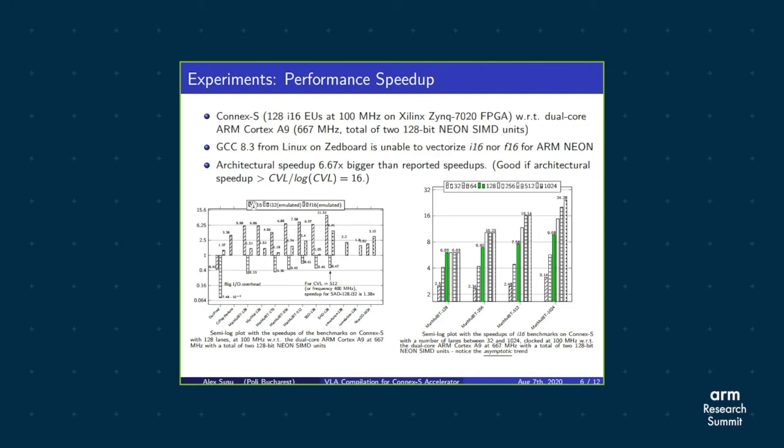The 16-bit integer, the native type for Connex-S, then the emulated types: 32-bit integer, for which we actually don't achieve acceleration, unless we use, for example, a wider Connex-S of 512 lanes. Also, we have a 16-bit floating point type emulated by both Connex-S and ARM.